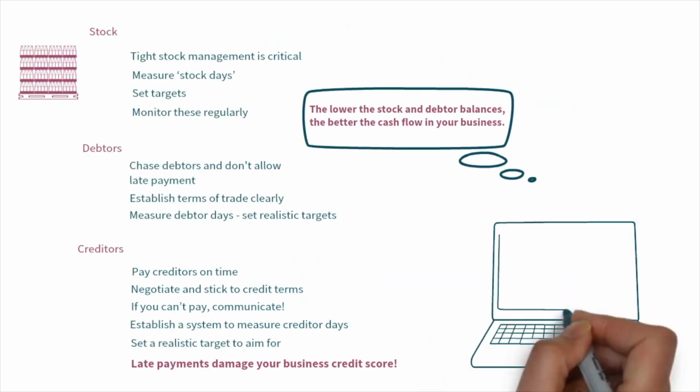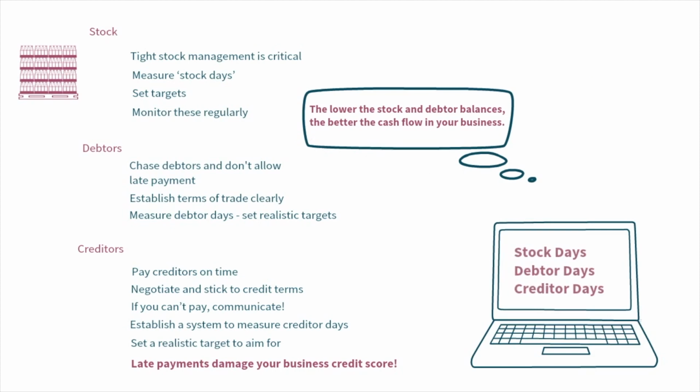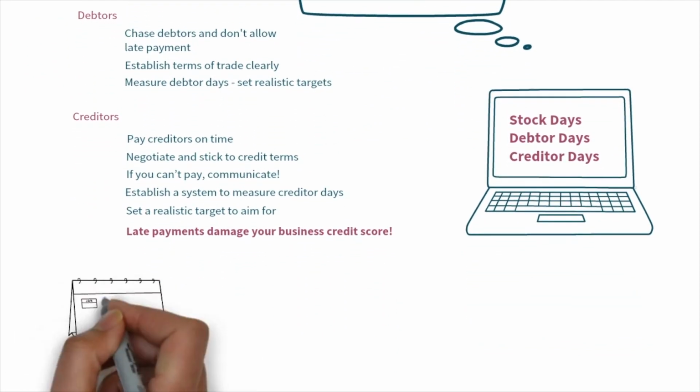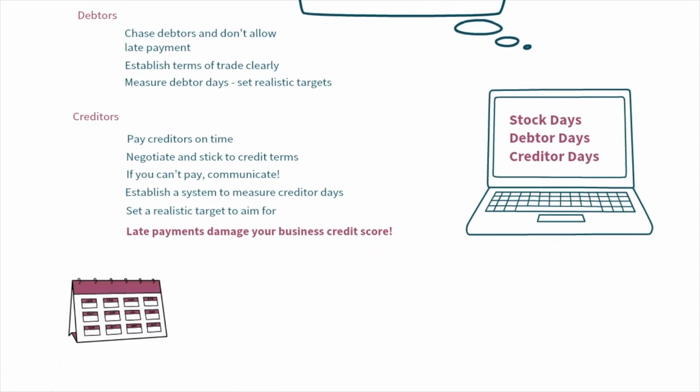Measurement of these 3 financial terms, stock days, debtor days, and creditor days, should be a standard part of your management information system. We discussed management information systems and management accounts further in video session 3. As stated earlier, it's worth considering whether your annual financial year end is in fact the best time of year for the business. This is particularly important for seasonal businesses. It's relatively straightforward to change year end, and your accountant can advise on this further.